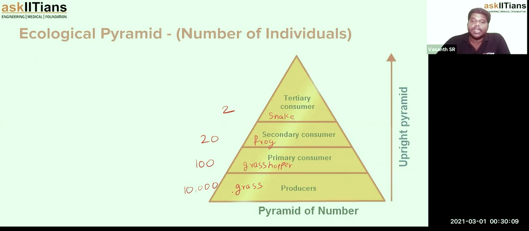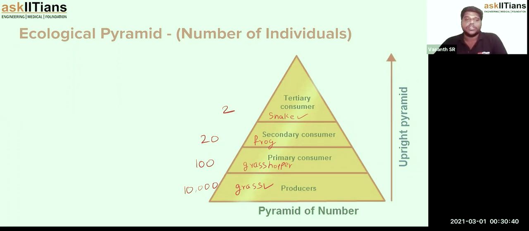If you see the number of individuals, they are arranged in the pyramid, so they are upright. When they are arranged with respect to the number of individuals, the number of grass plants is more compared to the grasshoppers, grasshoppers are more compared to frogs, and frogs are more compared to snakes. So this is the ecological pyramid based on the number of individuals. This is how it usually happens.